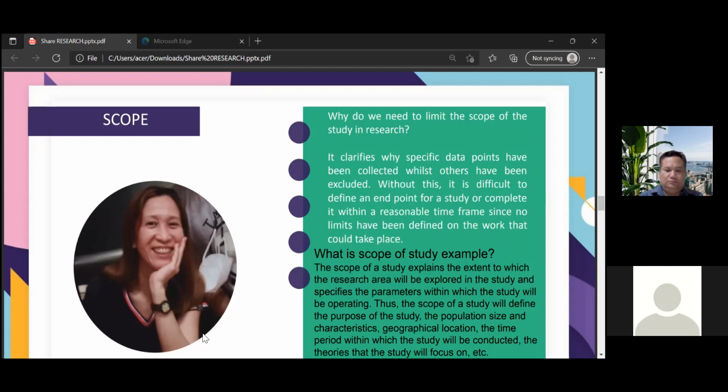Why do we need to limit the scope of the study in research? It clarifies why specific data points have been collected whilst others have been excluded. Without this, it's difficult to define an endpoint for a study or complete it within a reasonable time frame, since no limits have been defined of the work that could take place.